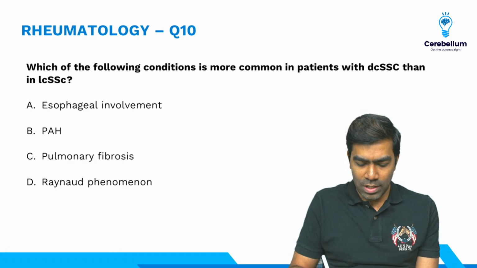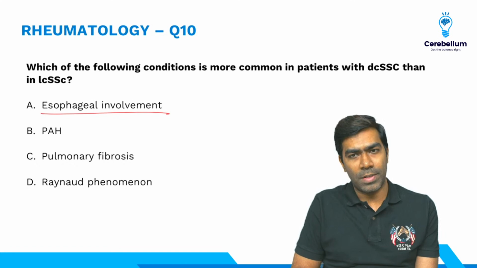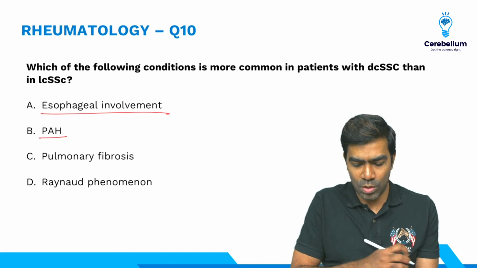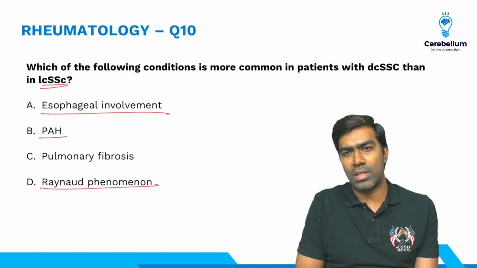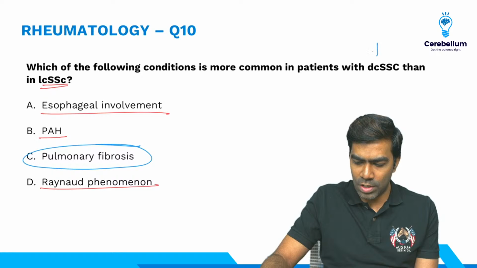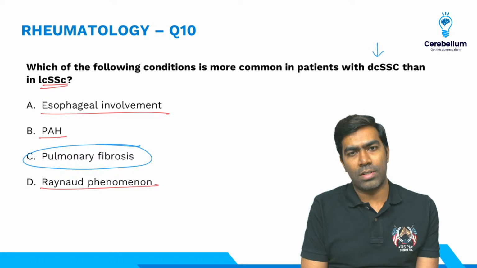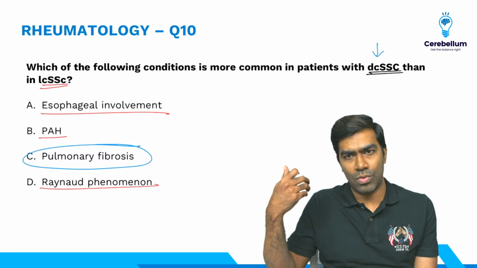So we know that CREST syndrome, esophageal dysmotility, esophageal involvement is going to be more common with the limited cutaneous variety compared to diffuse. Pulmonary artery hypertension is going to be more common with limited compared to diffuse. Raynaud phenomenon is also going to be more common with limited compared to diffuse. But what is going to be more common with the diffuse variety compared to limited is pulmonary fibrosis. Correct. Pulmonary fibrosis is going to be more common with the diffuse variety, because we know the diffuse variety is going to produce more organ involvement.